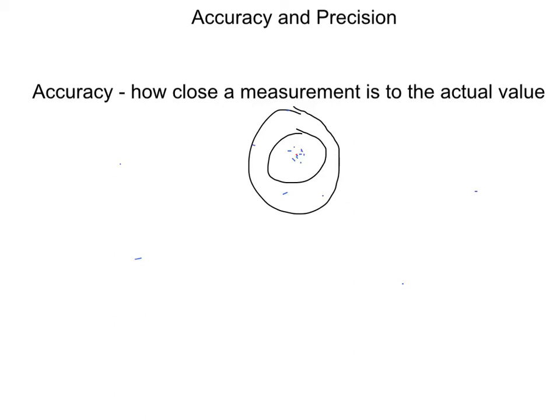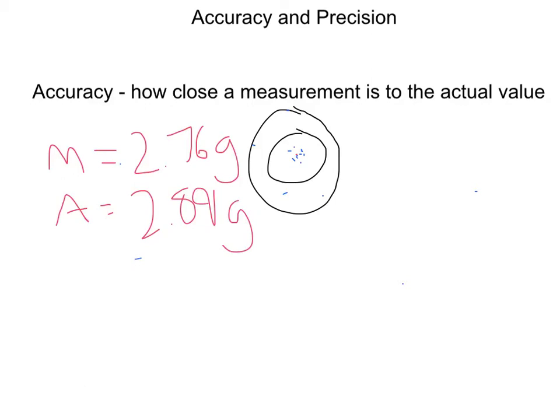Another way you could put it is, if you measure a wood block as 2.76 grams, but in reality the actual value of the block is 2.89 grams, you can calculate how accurate you were just by finding the difference. You were off by 0.13 grams here. That would be your error, which we'll talk about in a little bit.